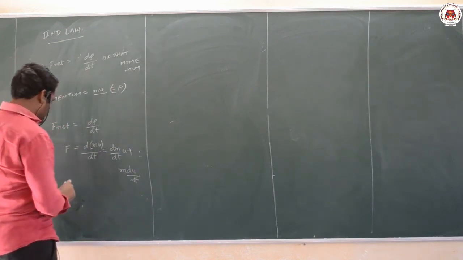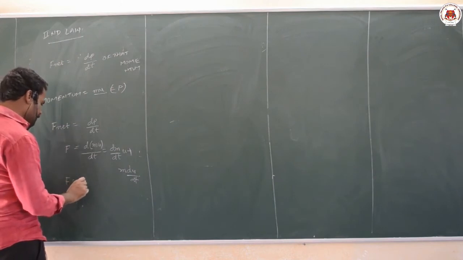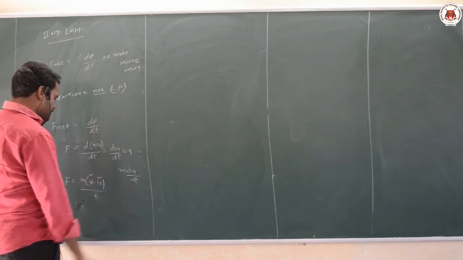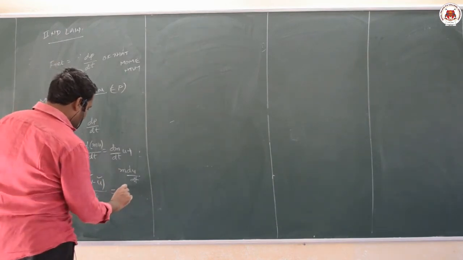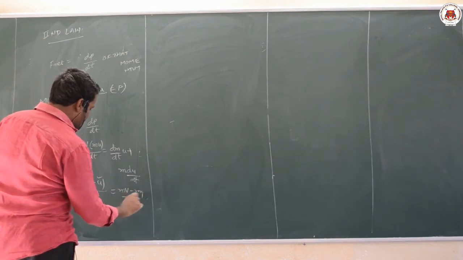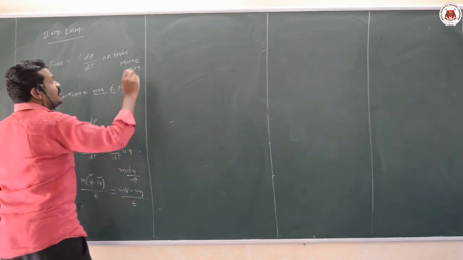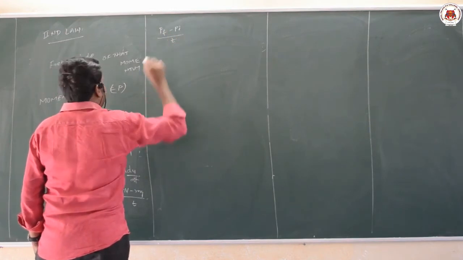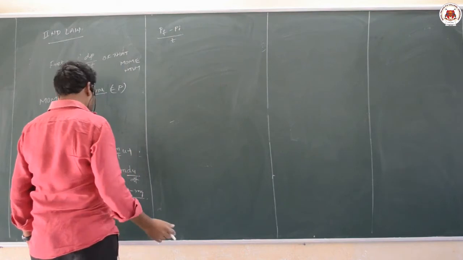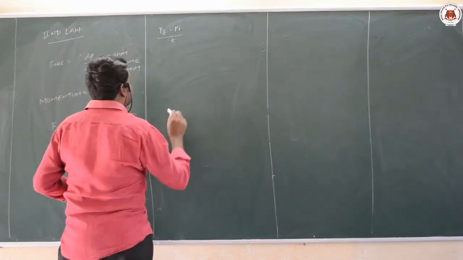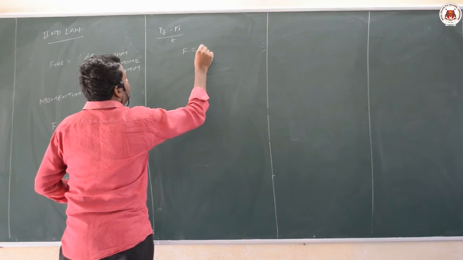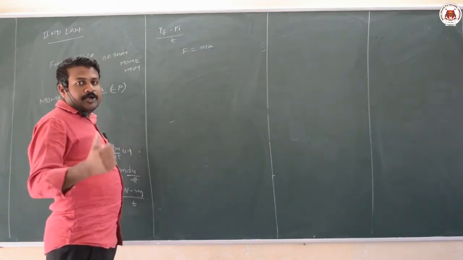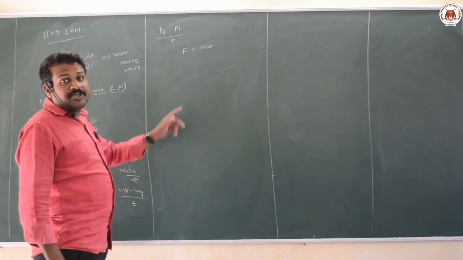And one more formula you can write: F is equal to m into (v minus u) by t, where v is the final velocity and u is the initial velocity. That means final momentum minus initial momentum by time taken, Pf minus Pi by time taken. And one more formula will be F is equal to m into a.